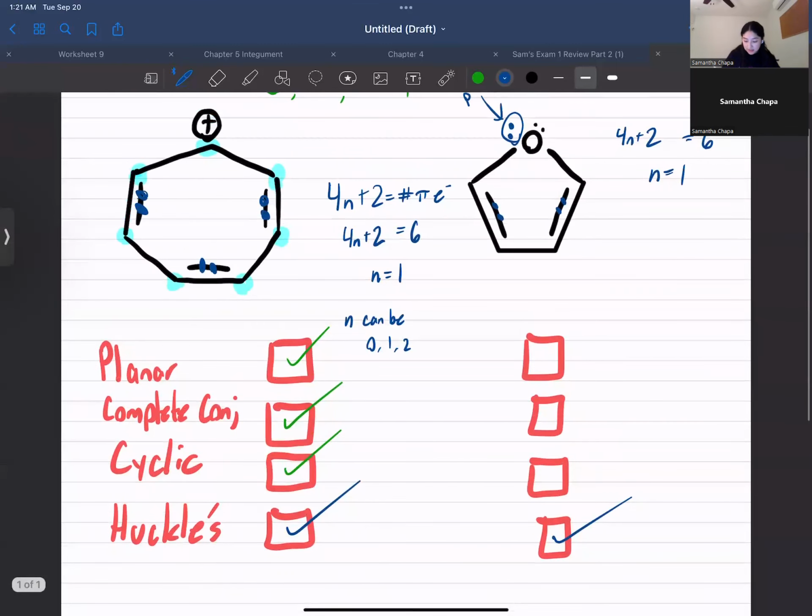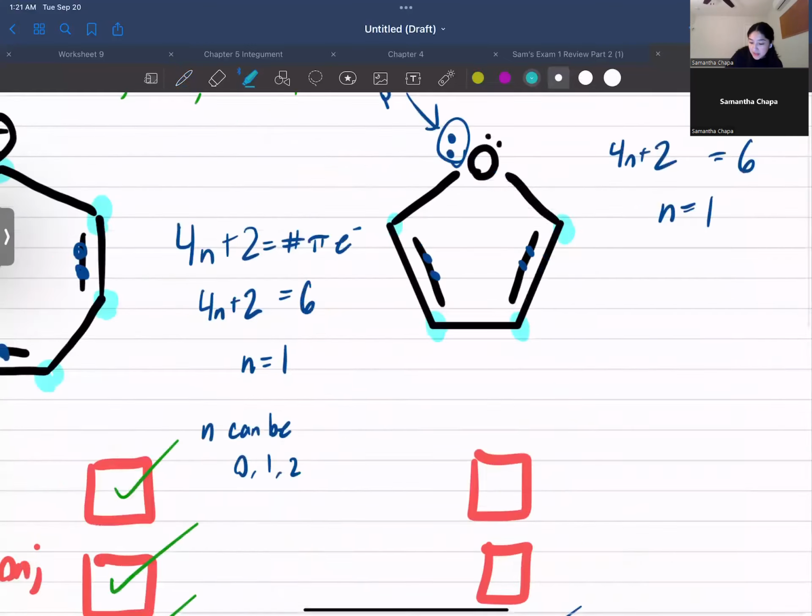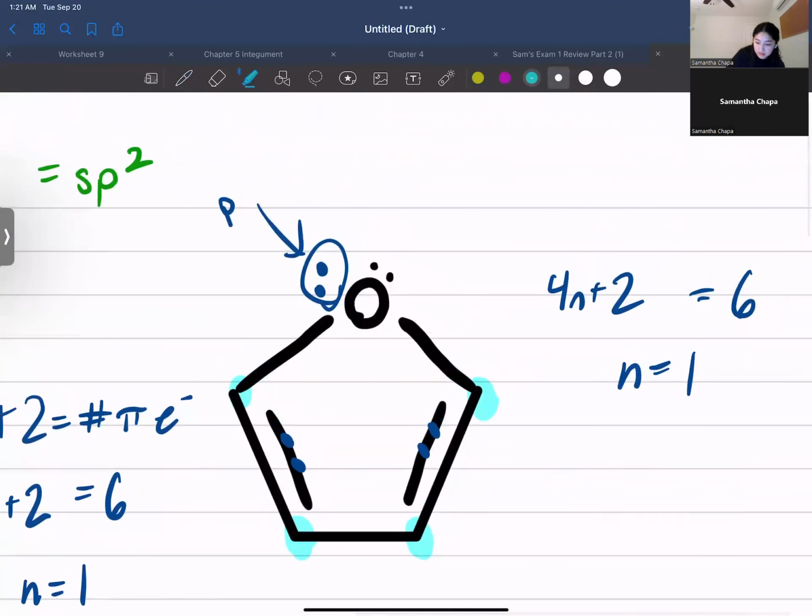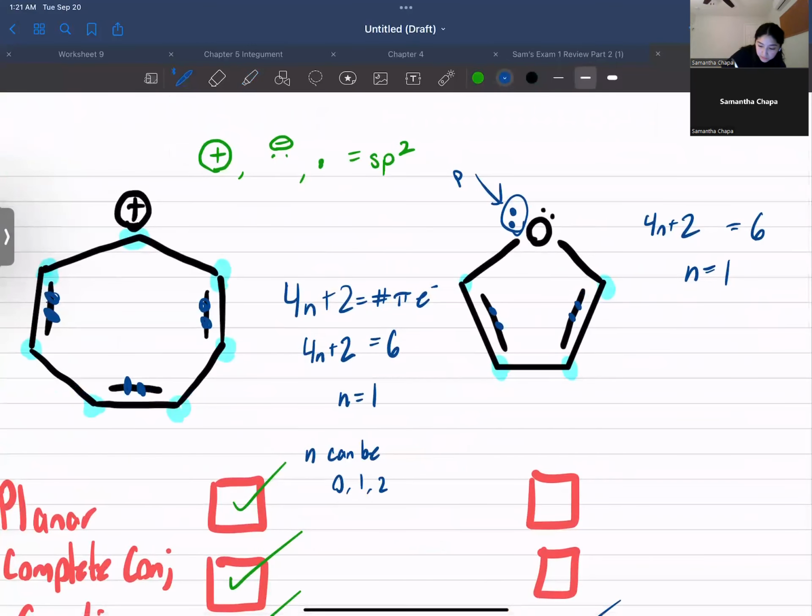Is it cyclic? This is a cyclic molecule. Is it completely conjugated? Well, let me highlight my conjugated parts. This one's conjugated, this one's conjugated, conjugated, conjugated, and this. Since you're able to resonate these electrons, your resonance structure should look like this. I'm going to resonate it to the right.